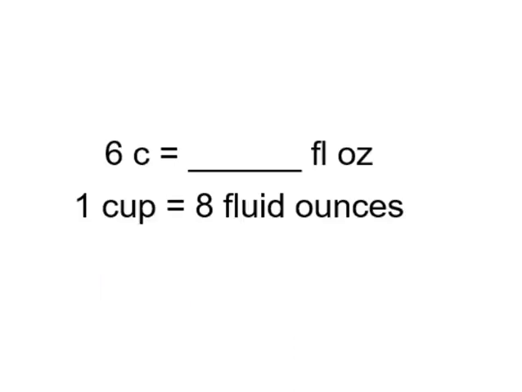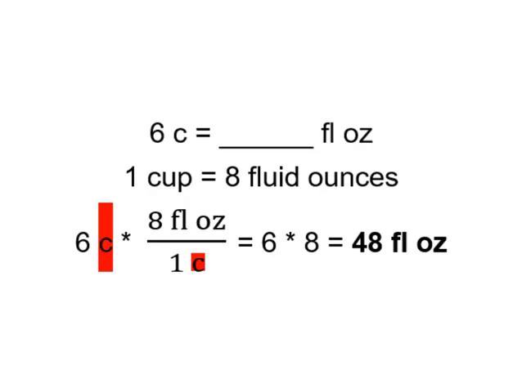6 cups is equal to how many fluid ounces? Well, for our conversion, we need to have 1 cup is equal to 8 fluid ounces. This one is correct. We set up our conversion: 6 cups times 8 fluid ounces over 1 cup.